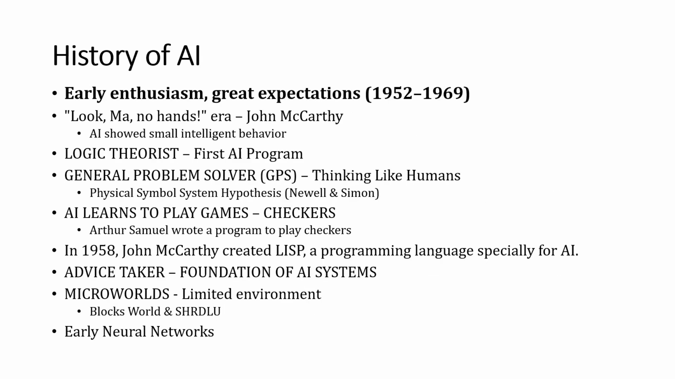Next is the period 1952 to 1969. This period is known as the early enthusiasm, great expectations phase of artificial intelligence. During this time, AI researchers achieved several impressive but limited successes. Before 1950, computers could only calculate numbers. During this period, AI showed small intelligent behavior. According to John McCarthy, look Ma, no hands. That means AI shows small intelligent behavior. We have already seen the first AI program, Logic Theorist, developed in 1956, that proved math theorems.